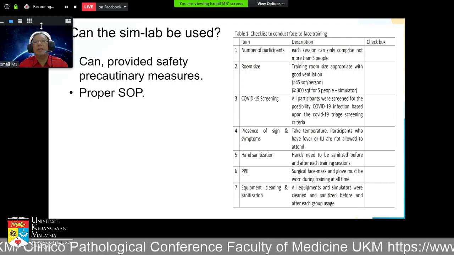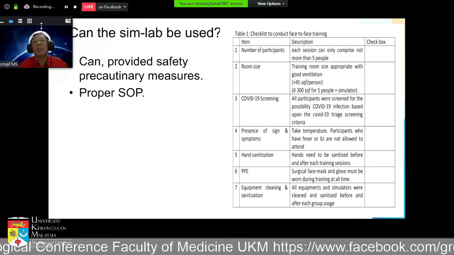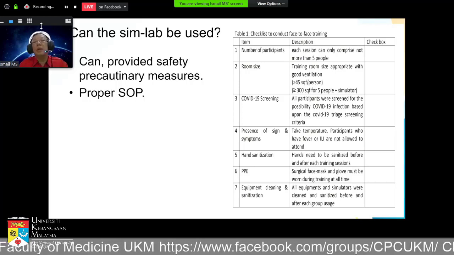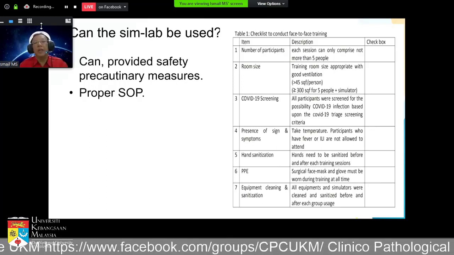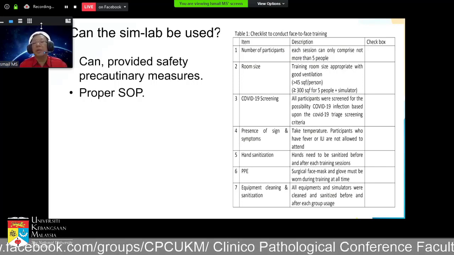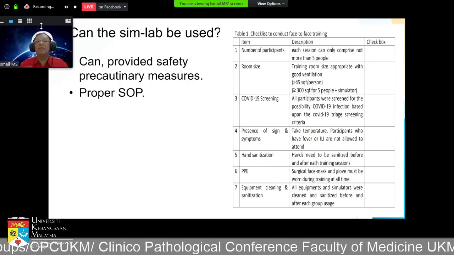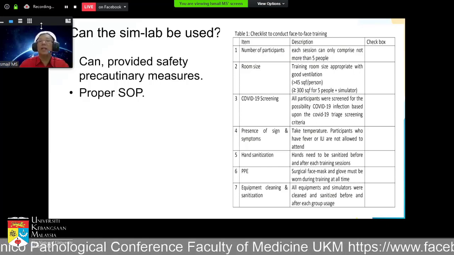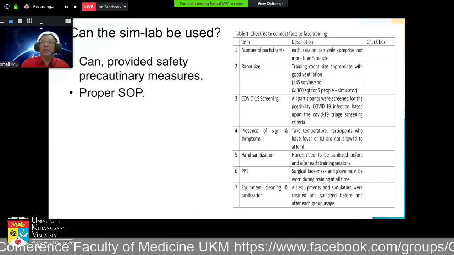We have developed a strict checklist, like an SOP. We limit the number of participants, and the room size has to be very adequate. We need to do a COVID-19 screening history, and also look out for any signs that are present. If they have any of these things, they should not attend. We must ensure hand sanitization all the time. And students need to wear PPE. But one of the important things is number 7. The people who run the simulation lab or the skill lab have to clean all the equipment before and after each group comes there and practices. Not each session, but each group. So everybody who goes there has to clean things up, and when they leave, they have to clean it up before the next team comes in and learns.